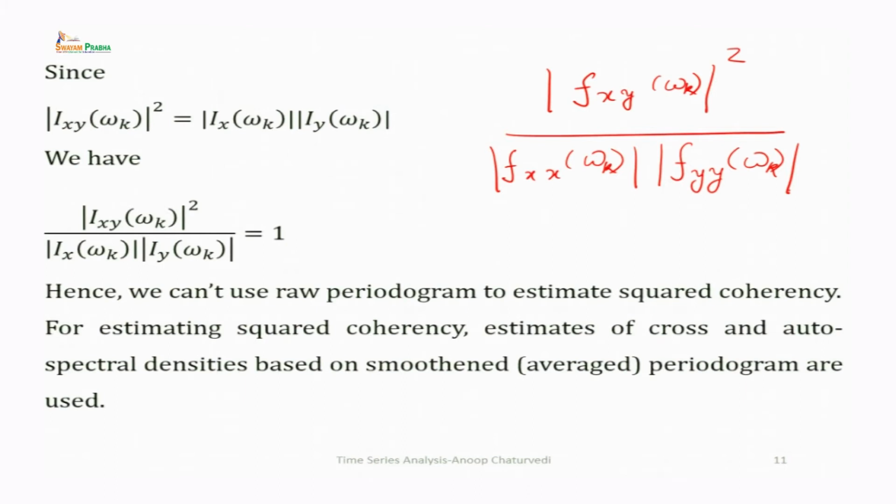So, you cannot estimate squared coherency using your raw periodogram. For estimating the squared coherency, you first obtain the estimates of cross and auto spectral densities based on a smoothened or averaged periodogram. And then you use those smoothened or averaged periodograms for obtaining an estimate of squared coherency. So, as such, you cannot use the raw periodogram, otherwise it will always give you an estimate 1.